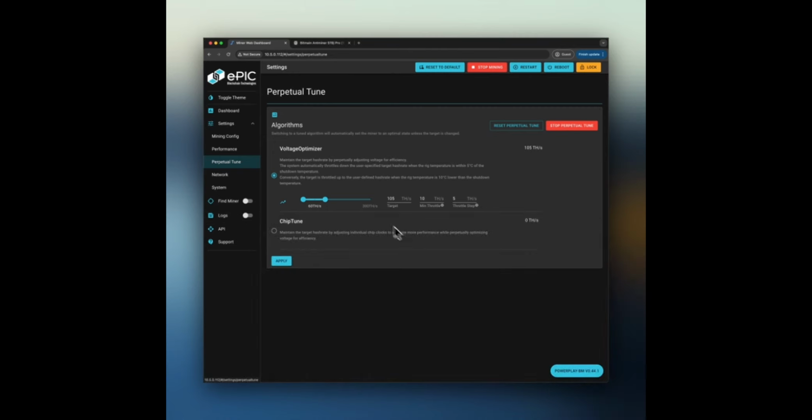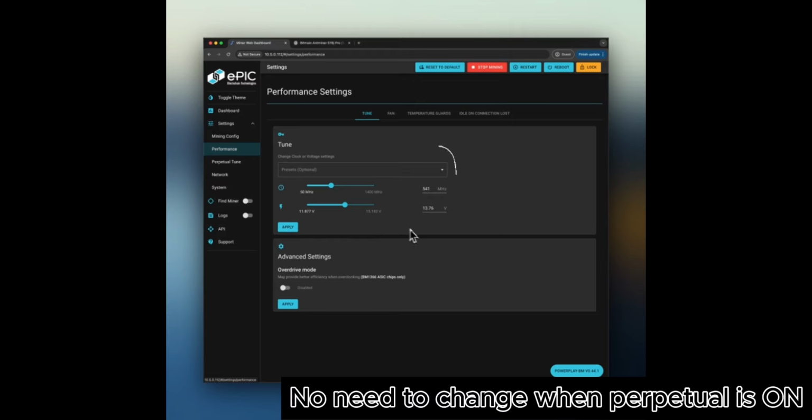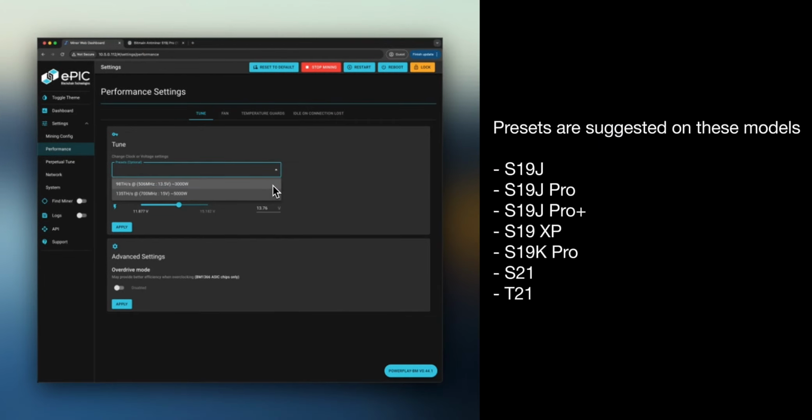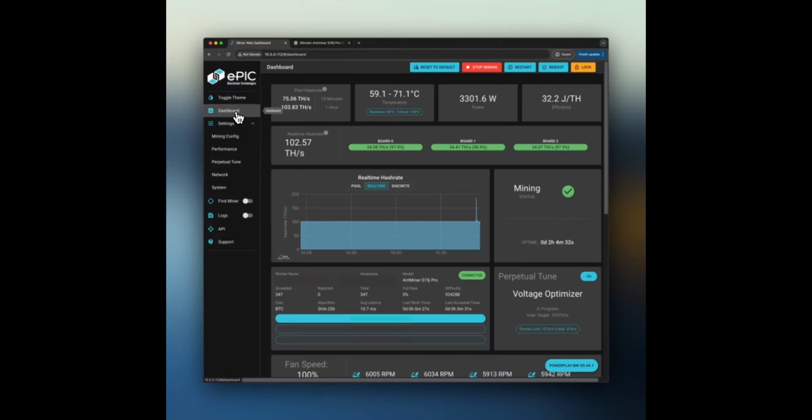Please make sure not to change the Tune feature under the Performance tab, as the Perpetual Tune will continuously adjust the frequency and the voltage for you. Also, these presets are only available on specific miners. Note that your miner may restart several times to achieve the most efficient voltage, ensuring that no chips are left in an unstable state due to voltage adjustments.